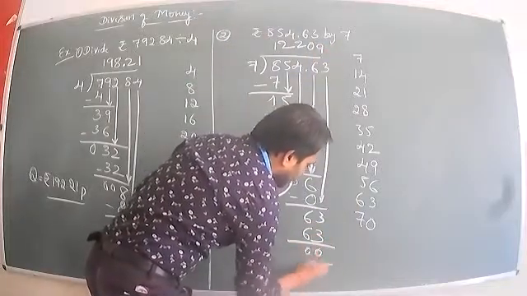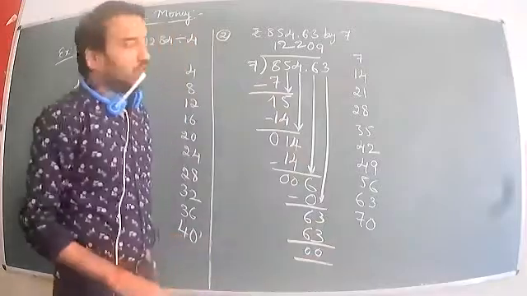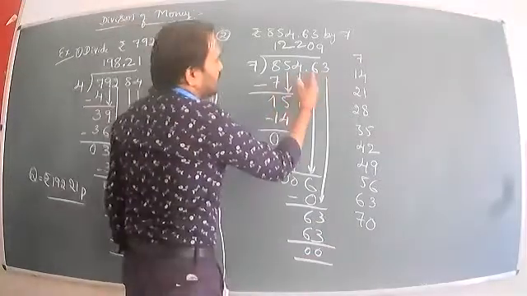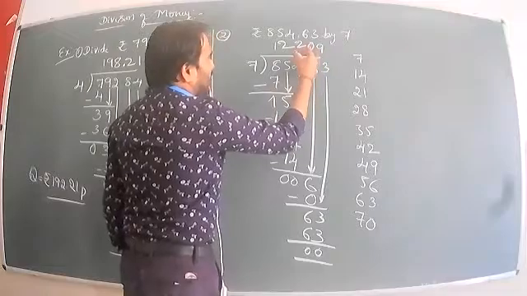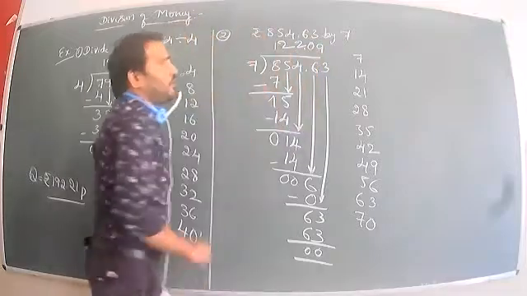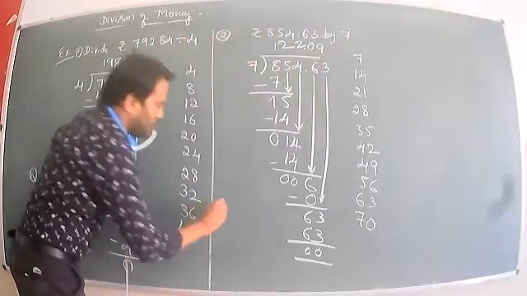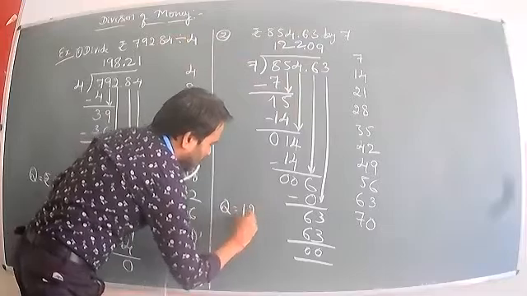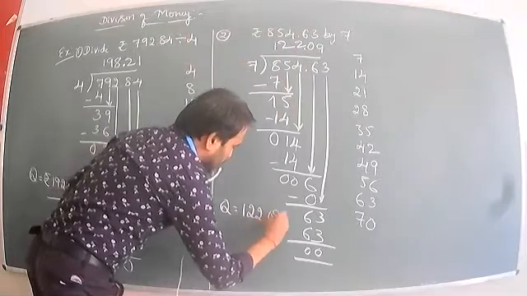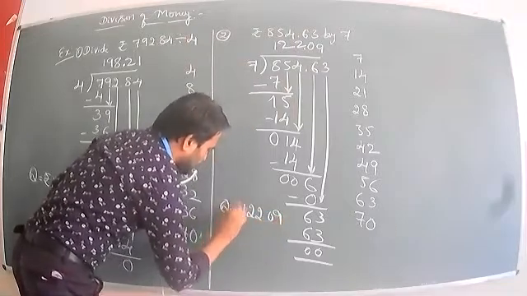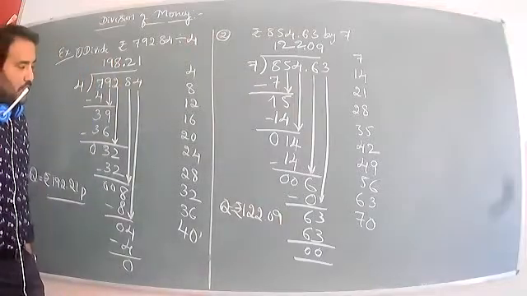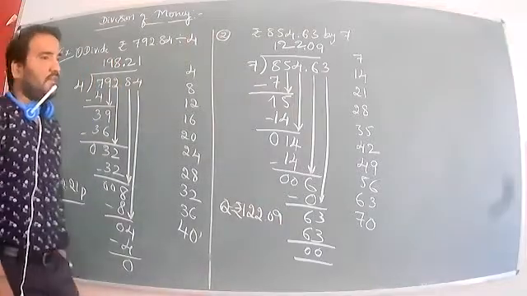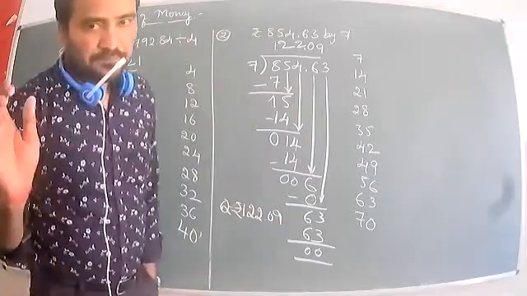Yes, answer is 0. So now put the point. How to? So count it. Here two numbers are left of the point. Same count in the quotient, 1 and 2. Put the point. 122.09. Quotient is what? 122 rupees 09 paisa. 122.09. So this is the division concept.